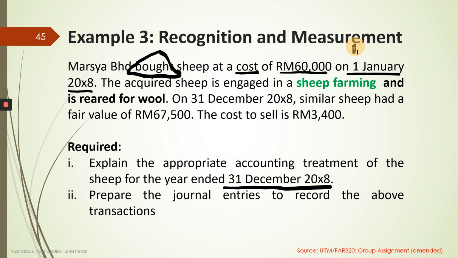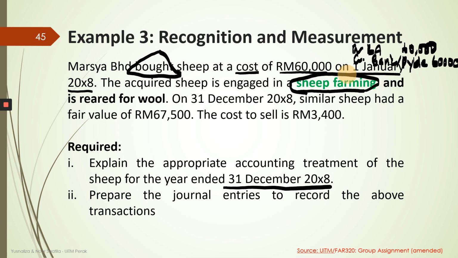So for this transaction, debit biological asset 60,000, and this is at cost because maybe fair value cannot be measured reliably. And you will credit bank or credit payable with also 60,000, and that has given rise to the biological asset. The sheep that was acquired by Marsha is engaged in sheep farming. Sheep farming is actually an agricultural activity, and the farming is not to get the milk but for wool. So wool will be the agricultural produce.